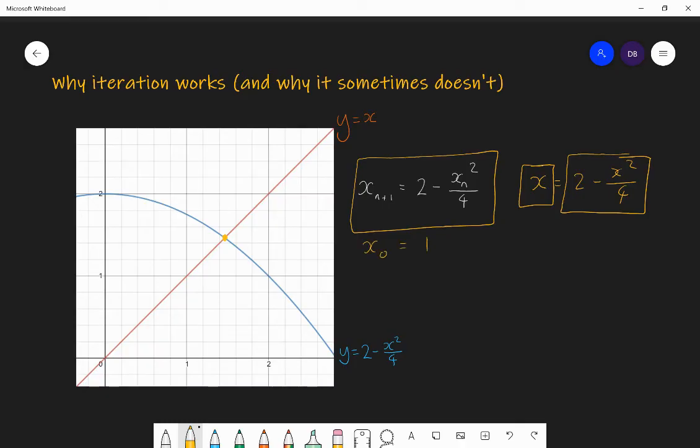If I use an initial value of x being 1, this is what is actually going to happen on the graph. If I substitute x0 equals 1 into this recurrence relation, I'm always substituting the next value of x into this function here. So plugging 1 into that function will give me the y value up here. Okay, so that now is the new y value, which is about 1.7, something like that. I want that to become my new x value.